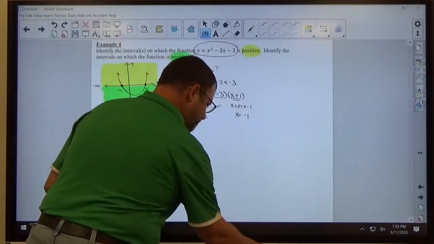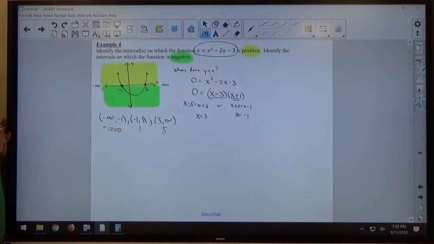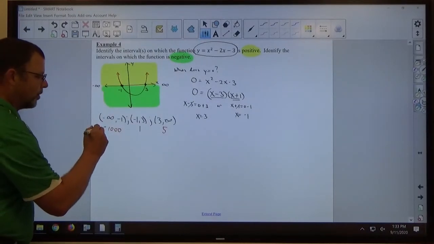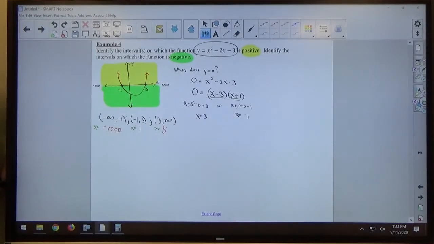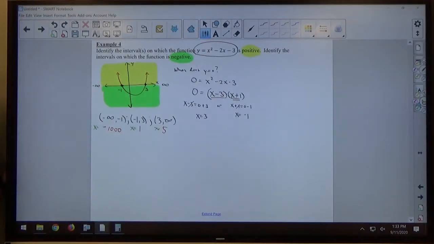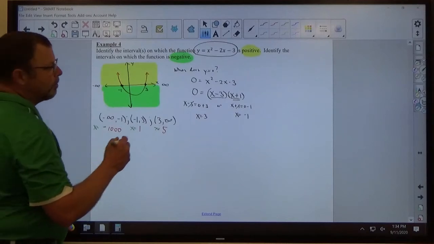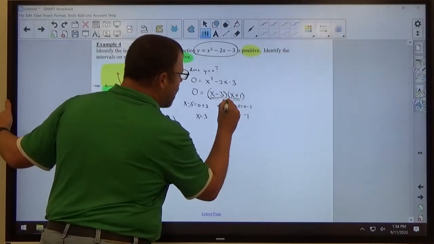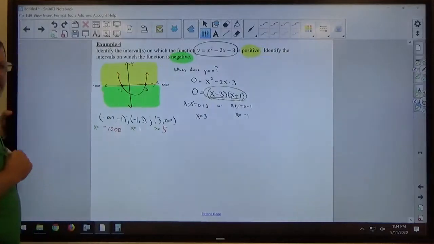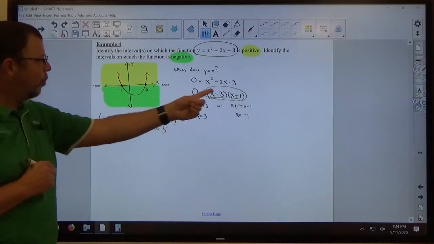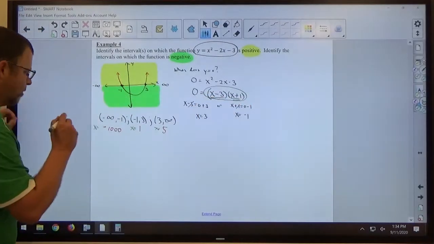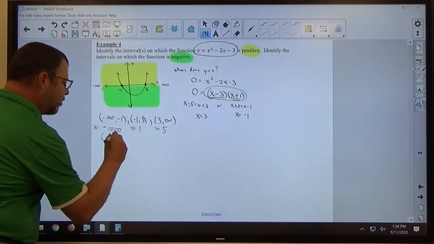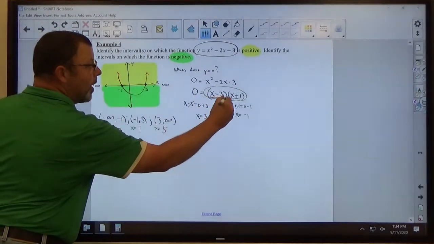Now, what I'm doing with these test values is this is what x equals: x equals -1,000, x equals 1, x equals 5. The nice thing is it doesn't matter what the number answer is, what matters is the sign. You only care about the sign, positive or negative. And what we're evaluating is this product here: x minus 3 times x plus 1. That's the same as x squared minus 2x minus 3, but this is the factored form. So I'm going to test -1,000 by replacing x right here and right here with -1,000.